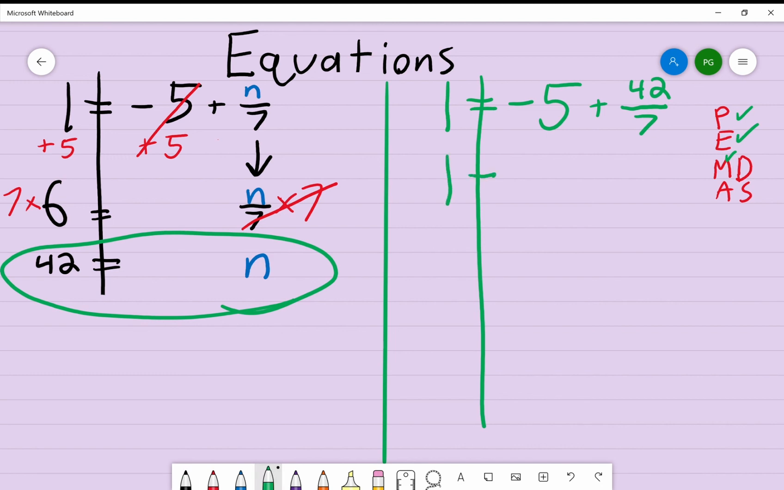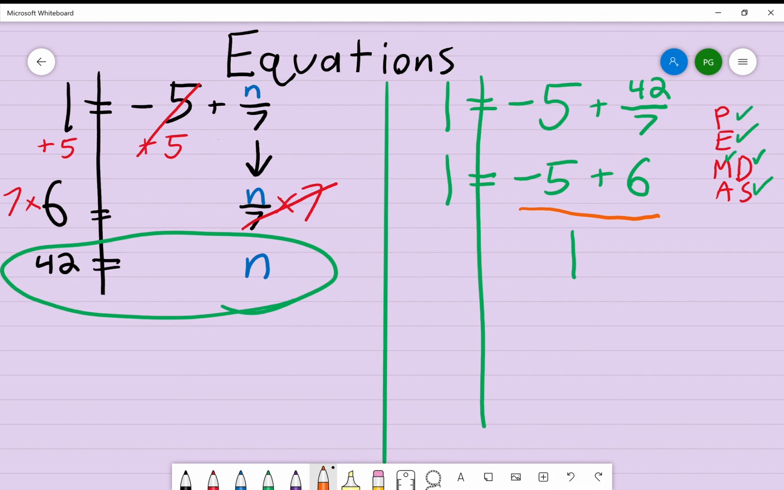42 divided by 7 is 6. So let's rewrite this. 1 equals -5 plus 6. Okay. Now, is there any subtraction to be done? No, but there is some addition to be done. Okay, so let's go ahead and do that. -5 plus 6. If you remember your rules for adding and subtracting negative numbers, the signs are different, so you're going to subtract. 6 minus 5 is 1. And you're going to keep the sign of the bigger number. The bigger number is 6. Its sign is positive. So the 1 is going to be positive.